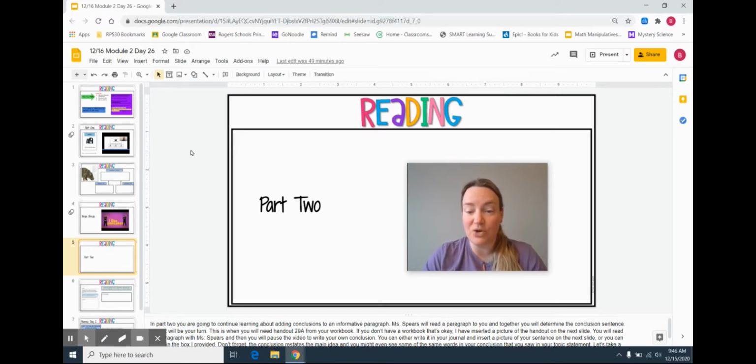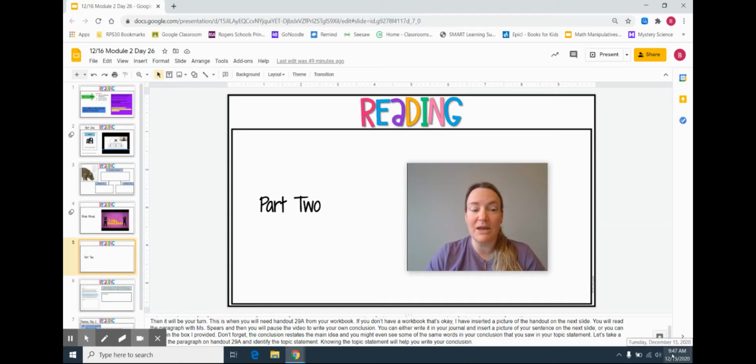You can either write it in your journal and insert a picture of your sentence on the next slide, or you can type it in the box that I provided. Don't forget, the conclusion restates the main idea, and you might even see some of the same words in your conclusion that you saw in your topic statement. Let's take a look at the paragraph on handout 29A and identify the topic statement. Knowing the topic statement will help you write your conclusion.